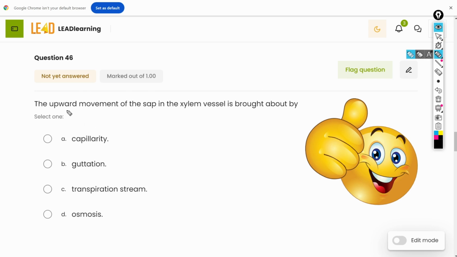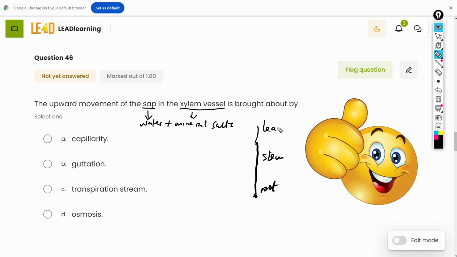Question 46. The upward movement of the sap in the xylem vessel is brought about by. Now, sap is a mixture of water and mineral salts. So the upward movement of cell sap in the xylem vessel, and you see, we know that the xylem is responsible for the transport of water and mineral salt. Now, what causes the sap to move all the way from the roots to the stem and then to the leaves of the plant?